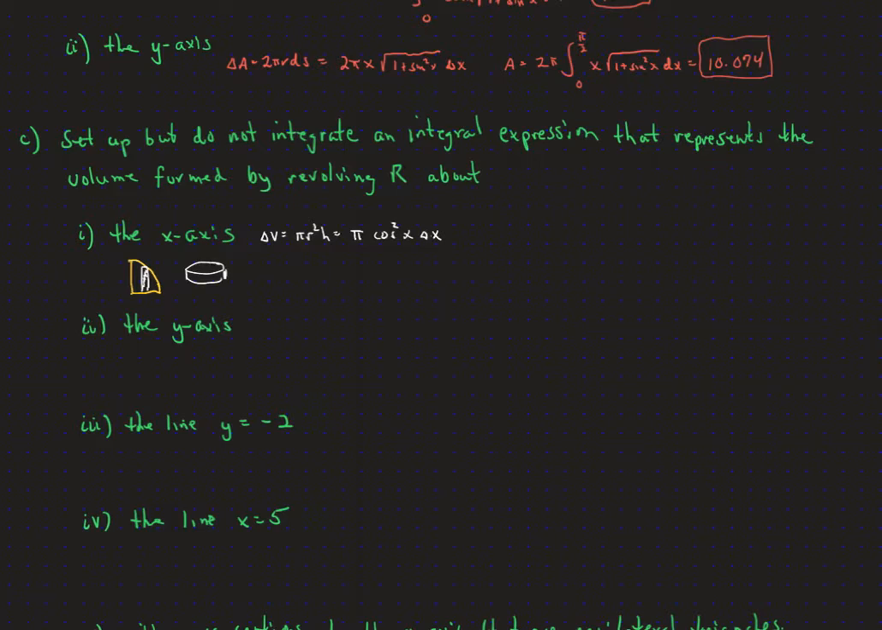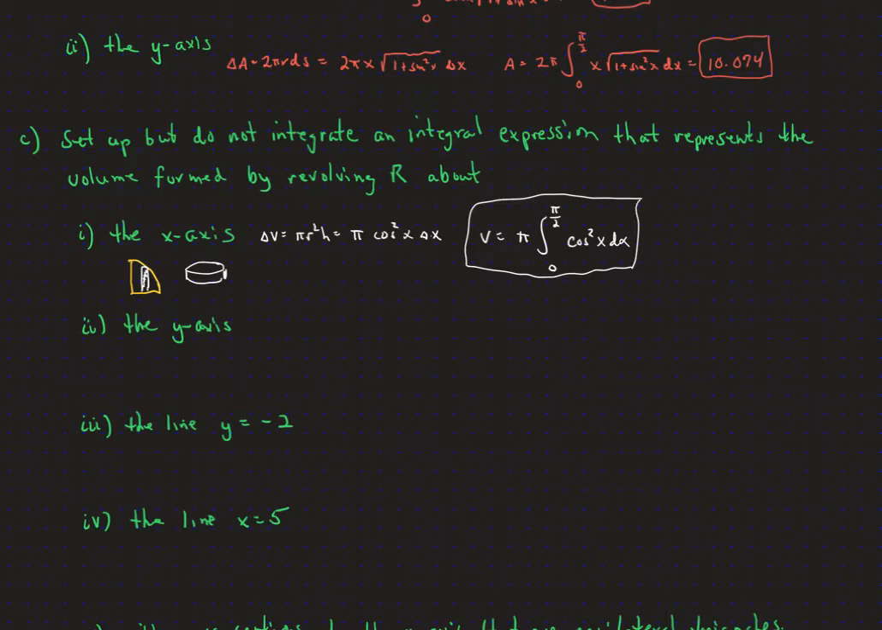So our volume will become pi times the integral again from 0 to pi over 2 of cosine squared x dx. We're just setting up the integral expression, and so that's going to be the end of the story.